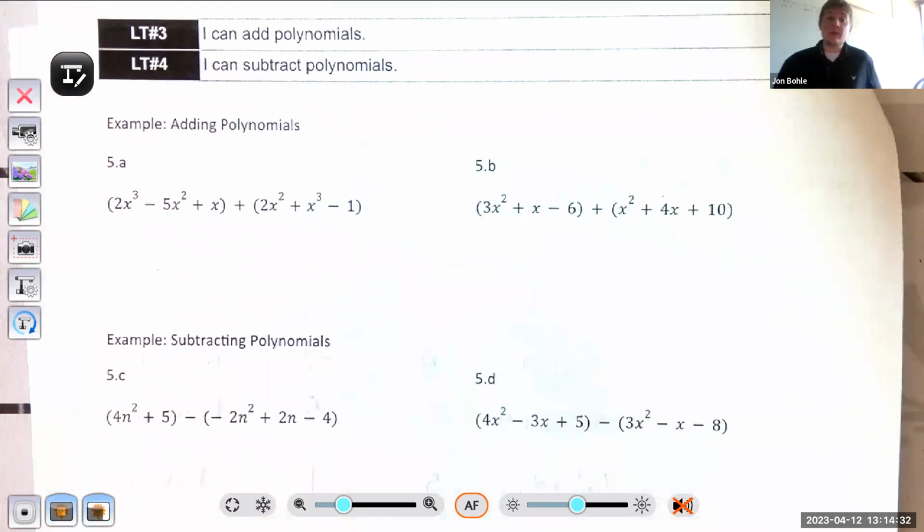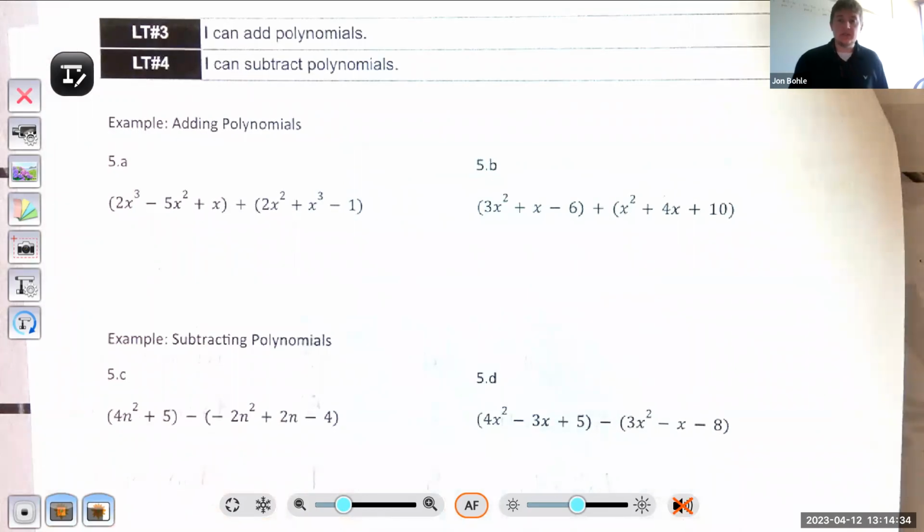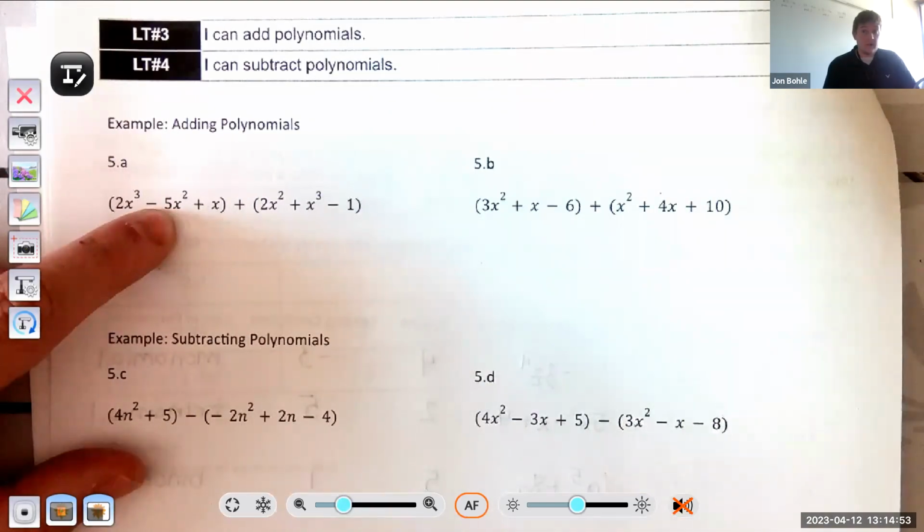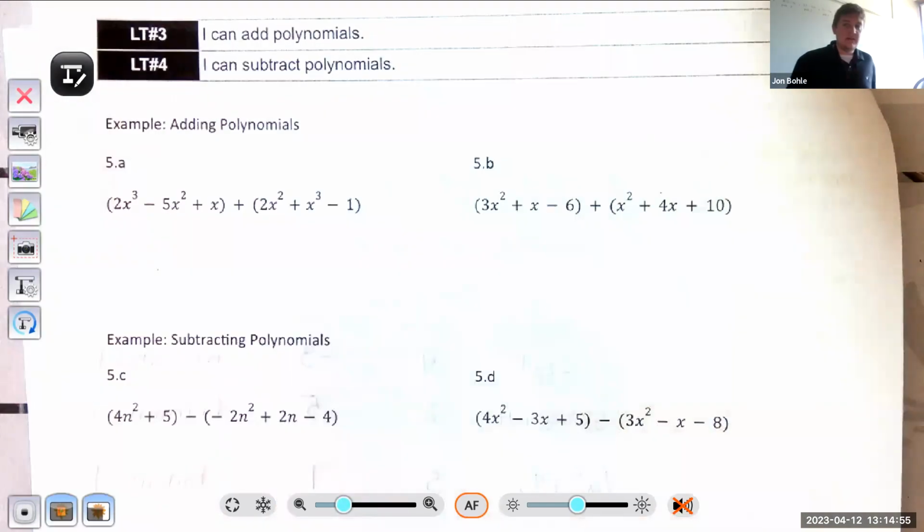Okay, now what we're going to do is work on adding and subtracting. If you went through the tile activity that we did in class, you should know that I can only add or subtract like tiles. So they have to be the same type of tile. What does that mean for us when we don't have those in front of us? Well, it's pretty easy. I can only combine x squareds with other x squareds, x cubes with other x cubes, x's with x's, and constants with constants.